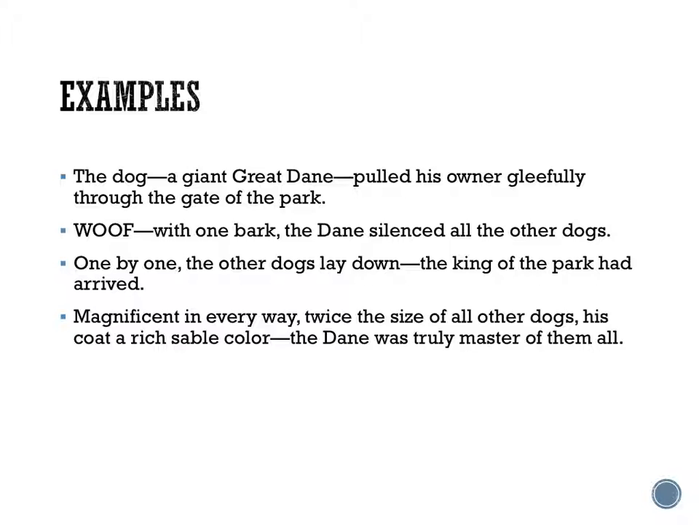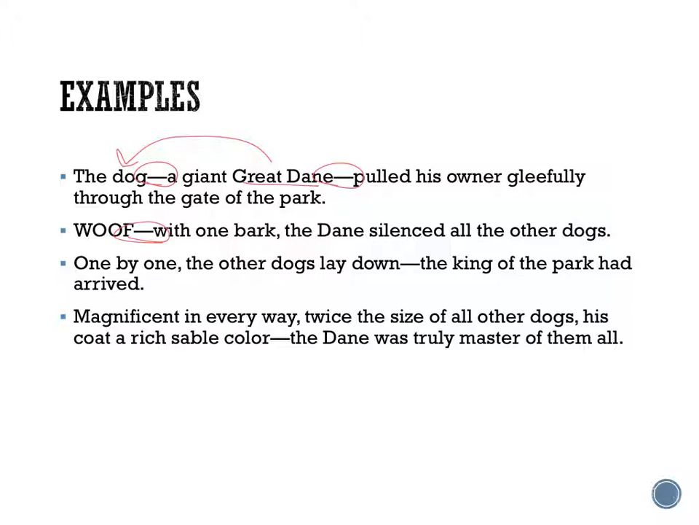A few more examples for you, and again, we want to use these dashes for emphasis. We've got to think about why they're being used here. The dog, dash, a giant Great Dane, dash, pulled his owner gleefully through the gate of the park. Now we might say we want to draw attention here because the fact that the dog is a Great Dane is what's allowing the dog to pull his owner through the gate of the park. You also want to note that if we're using this for an appositive, which is what we have here, the Great Dane is the noun describing the dog, we need 2, just as we would need 2 commas if that's what we were using to set this aside.